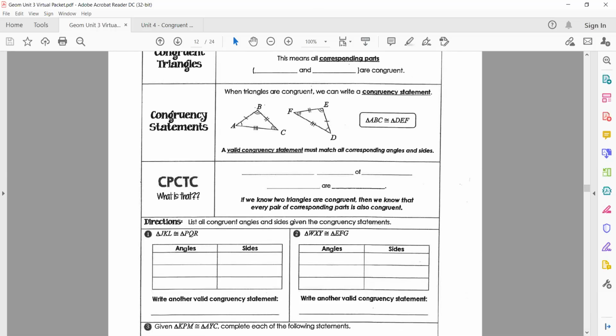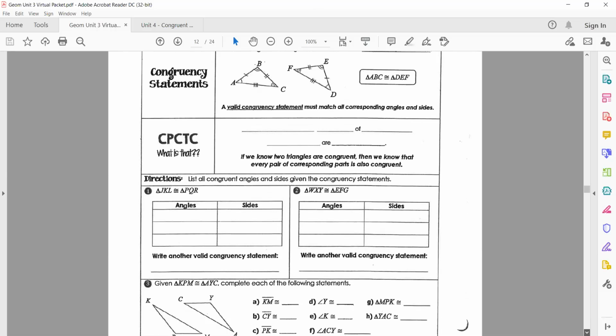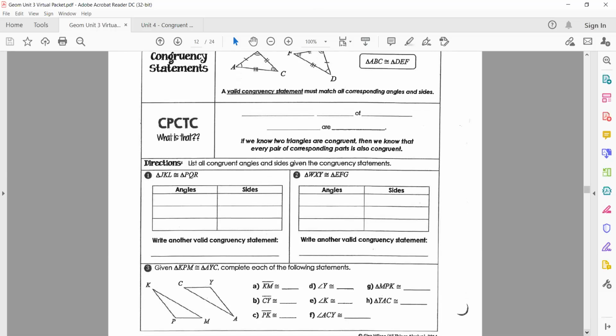At the bottom of that page, if you have not done that yet, you might want to do that. It's basically just giving you some examples of congruency statements. And remember, when you have congruency statements and you're told by this little symbol in between that these two triangles are congruent, then you know that the parts that are listed in a specific order are also congruent.